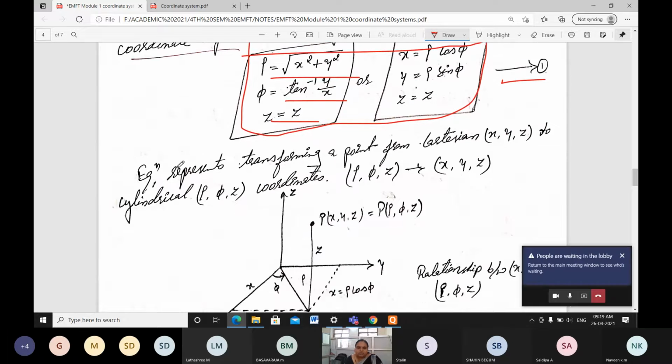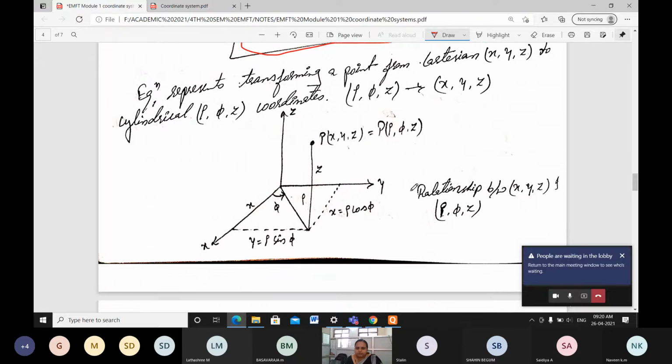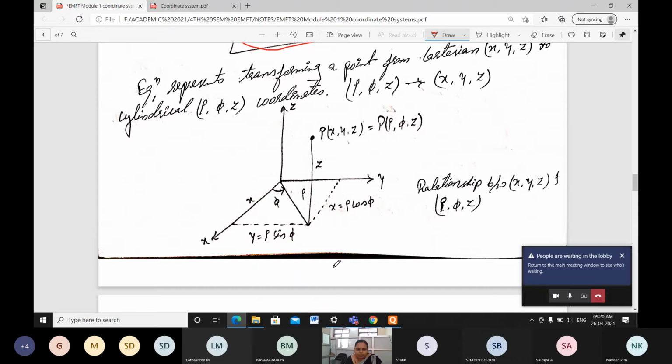This equation represents the transformation of a point from the Cartesian coordinate system x, y, z to cylindrical, that is rho, phi, z. Then the second equation is rho, phi, z to x, y, z. Here is the relationship between x, y, z and rho, phi, z.